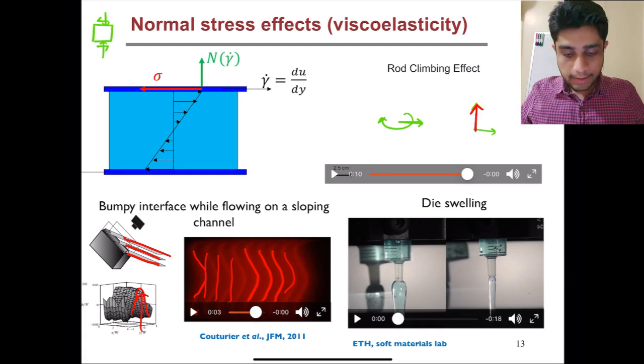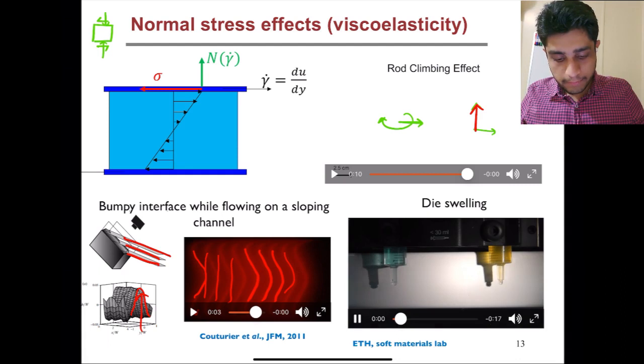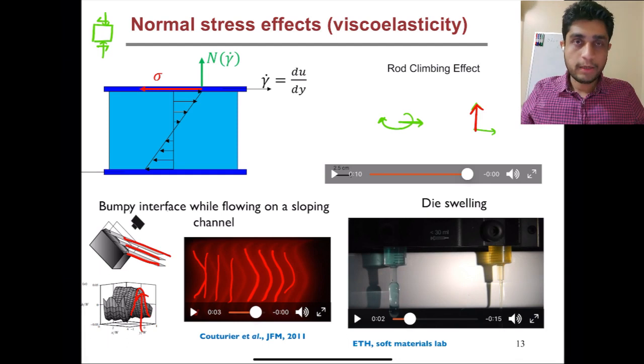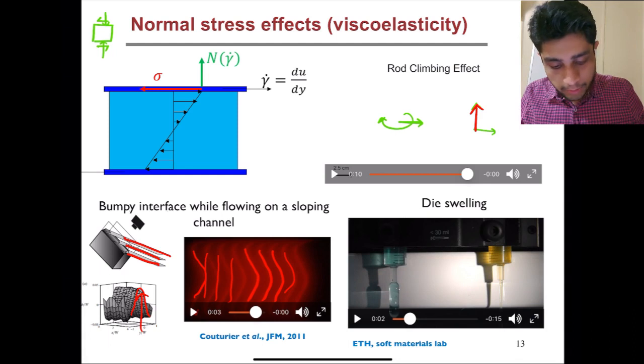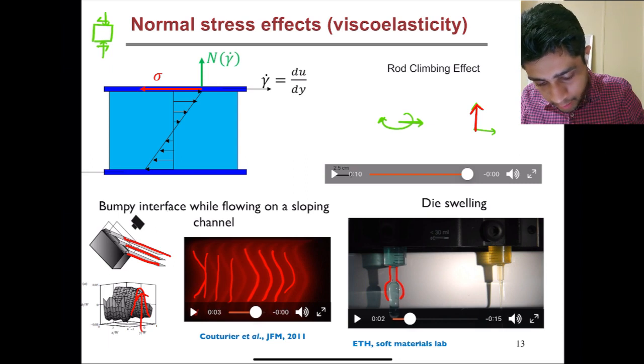And finally, another interesting phenomenon is die swelling. The left one is again a non-Newtonian fluid, and the right one is a Newtonian fluid, and we are making them pass through a syringe. As you can see, as this non-Newtonian fluid comes out of this small opening, it swells in the horizontal direction like this. But a Newtonian fluid does not swell.